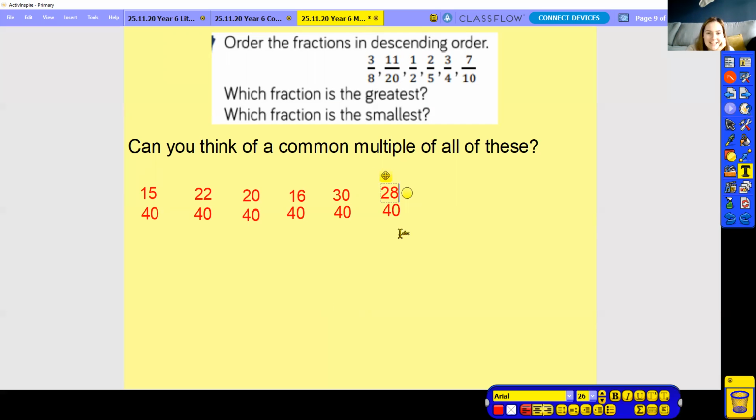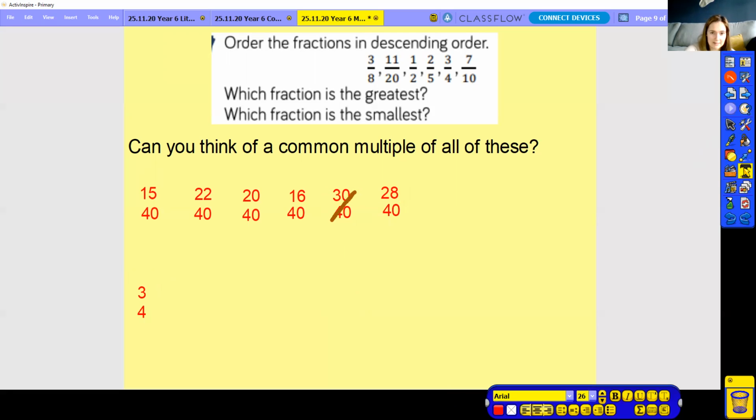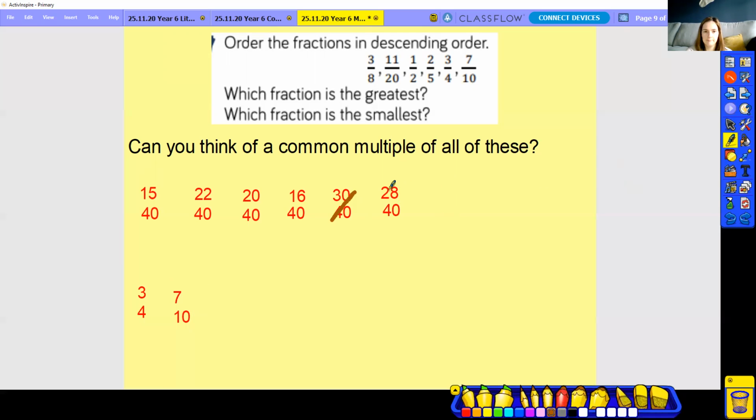So which is the largest then? My largest is 30/40, which is 3/4. So 3/4 would be first. And then let's look at the next one. So we've done this. In fact, I'm going to take that off, otherwise I'm going to get confused. So my next one is going to be my 28/40, which was 7/10. So we're going to write here 7/10. And let's tick it off so we don't forget.